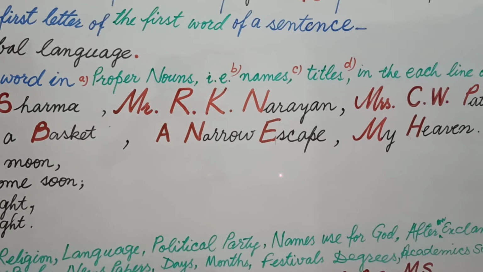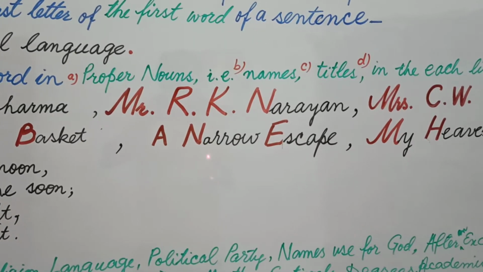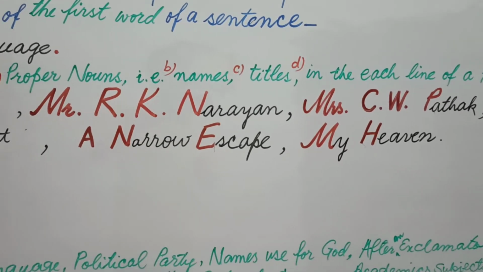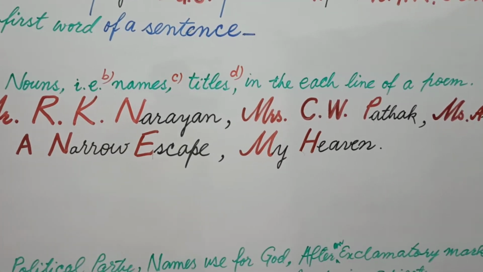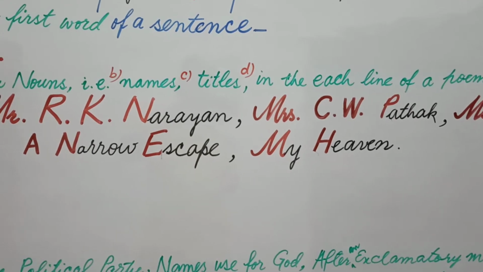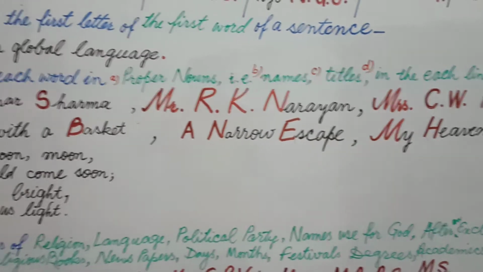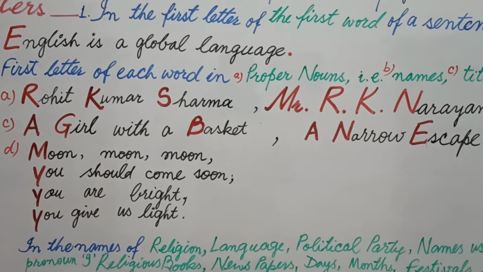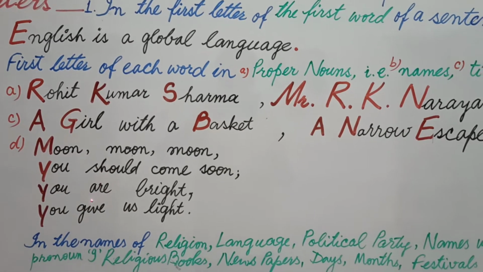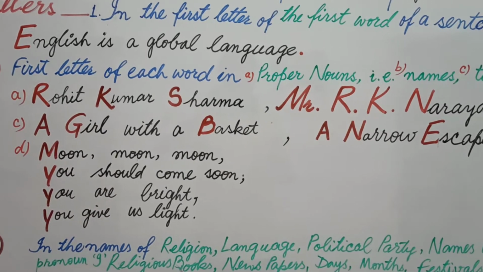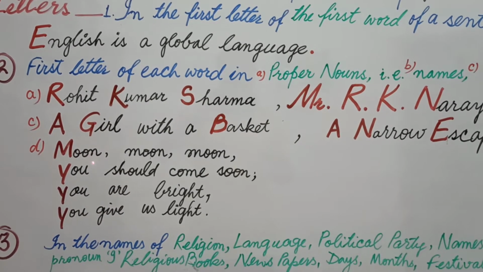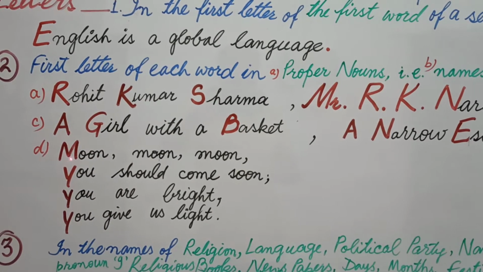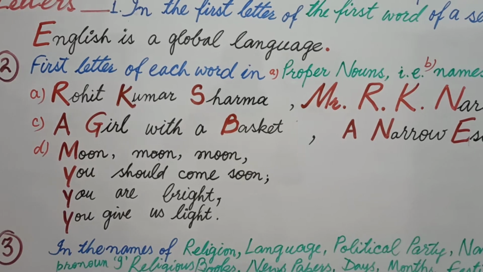A Narrow Escape, student. A capital, N capital, E capital. In the same way, student, this poem is written by Rabindranath Tagore, and I wrote M and H capital, My Heaven. Now students, sometimes you are asked to write 4 lines from your textbook. Then you must remember the first letter of the first word must be capital. Again, listen, understand. The first letter of the first word must be capital.